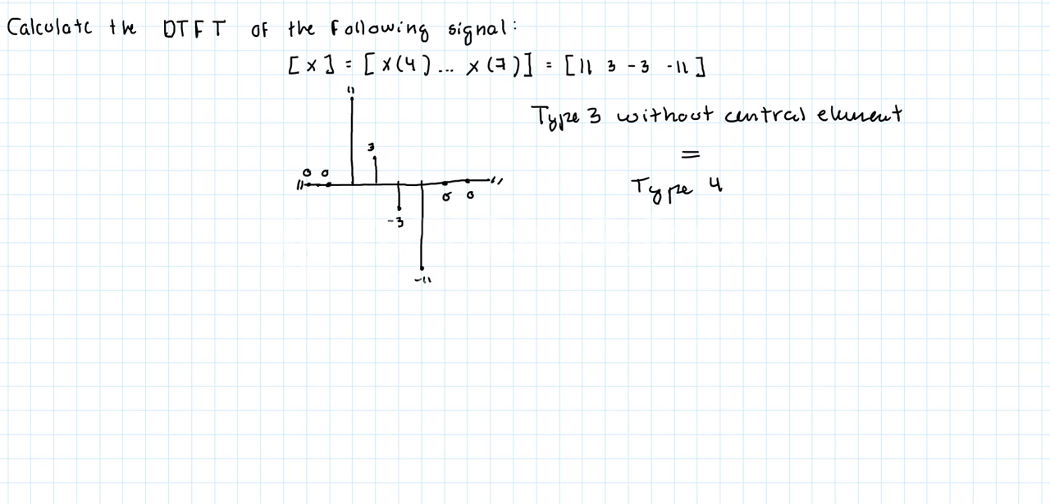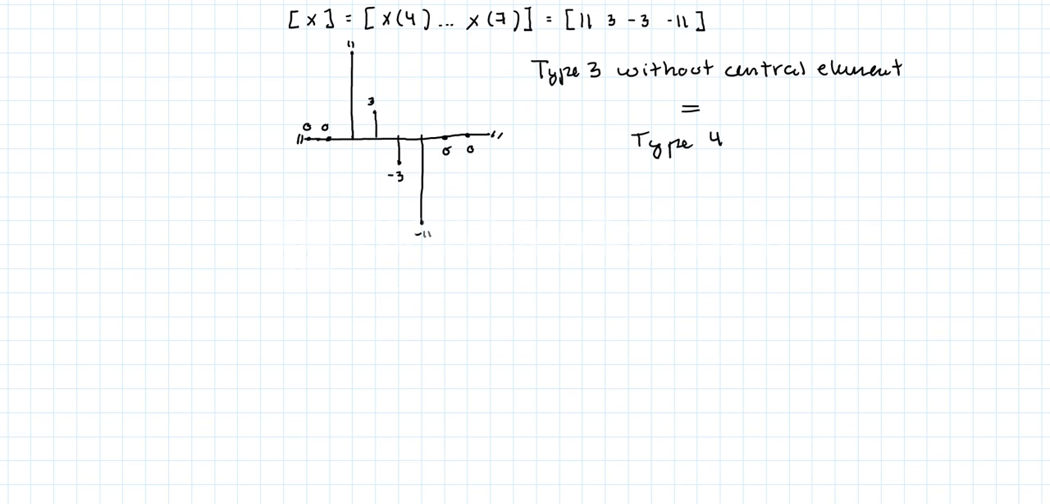In this video, we're going to calculate the discrete-time Fourier transform of the following signal. The difference between this signal and the other signals is that it's the same as the type 3, which is antisymmetric about some value, but in this case, it just doesn't have a central element. We call these types of signals type 4 signals.